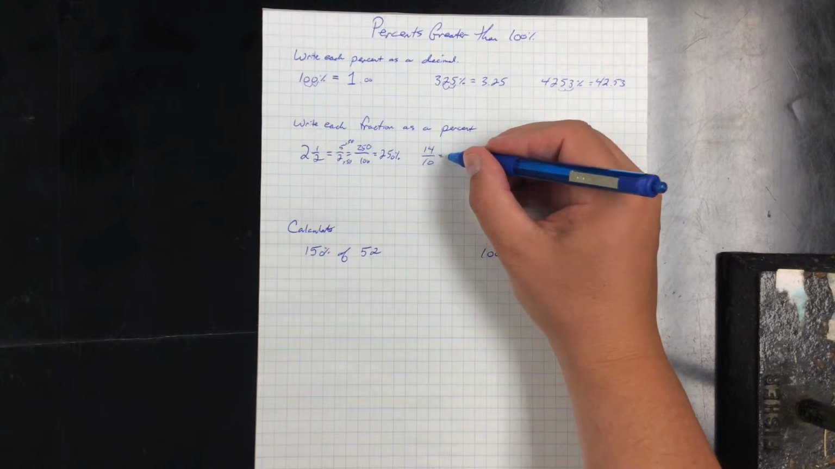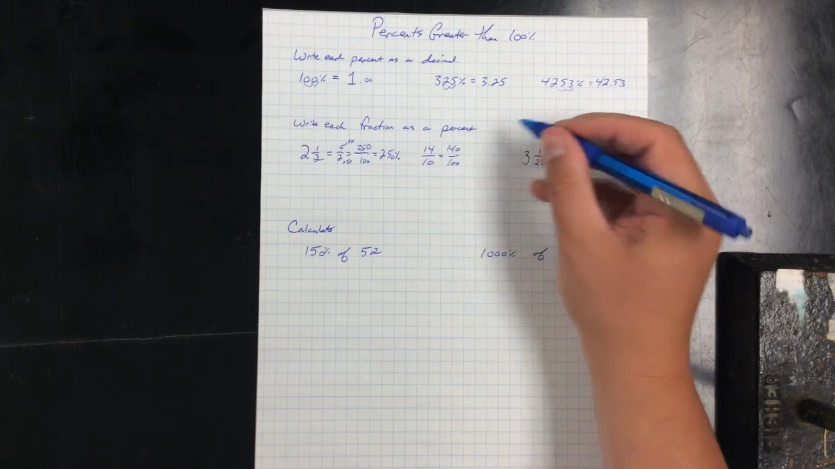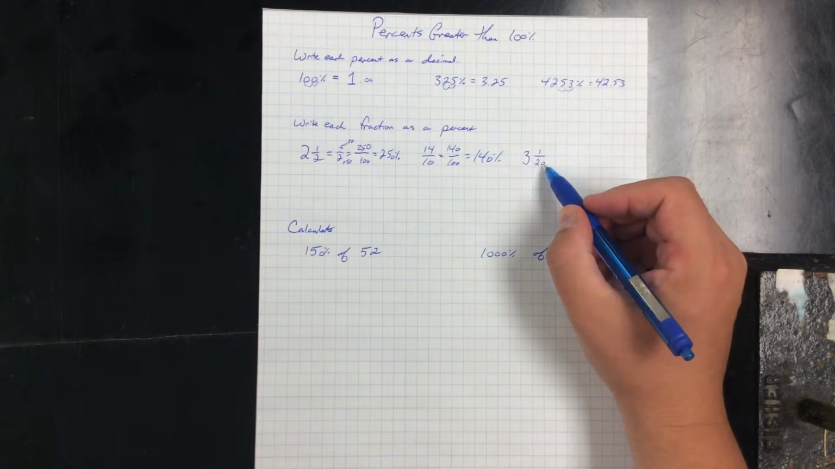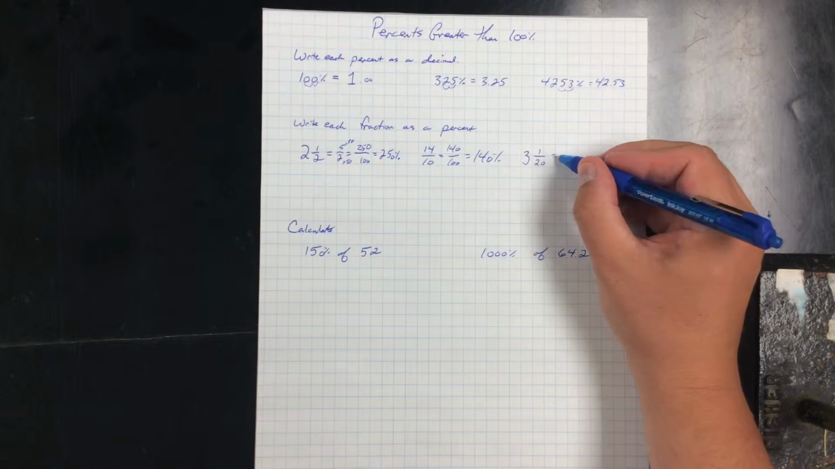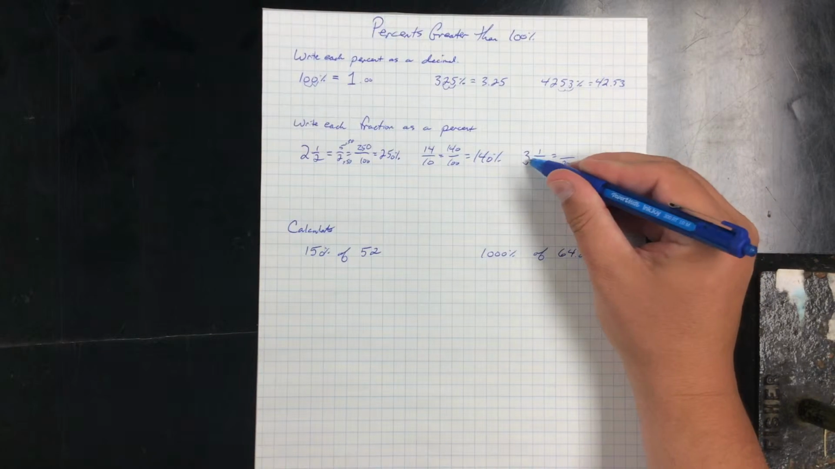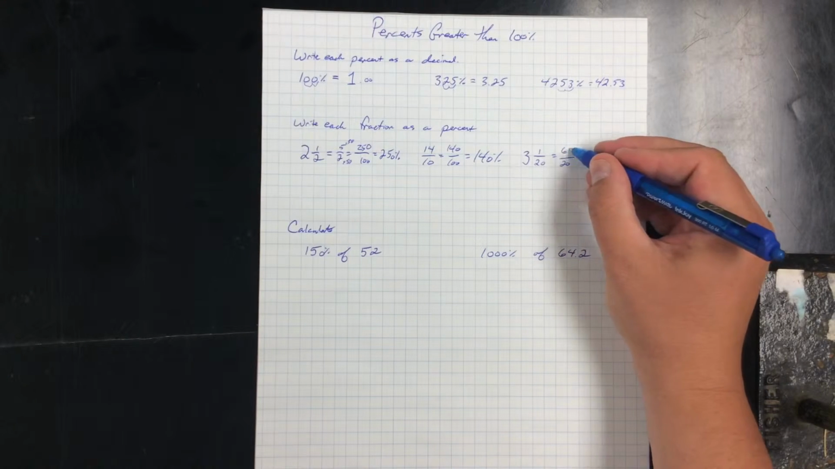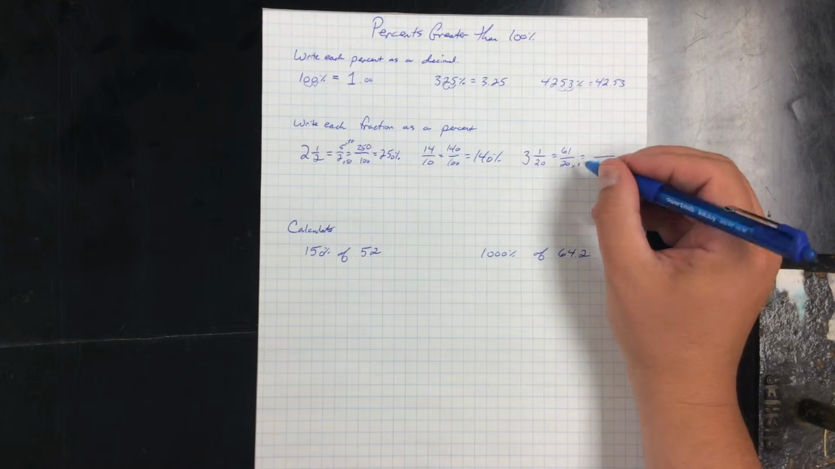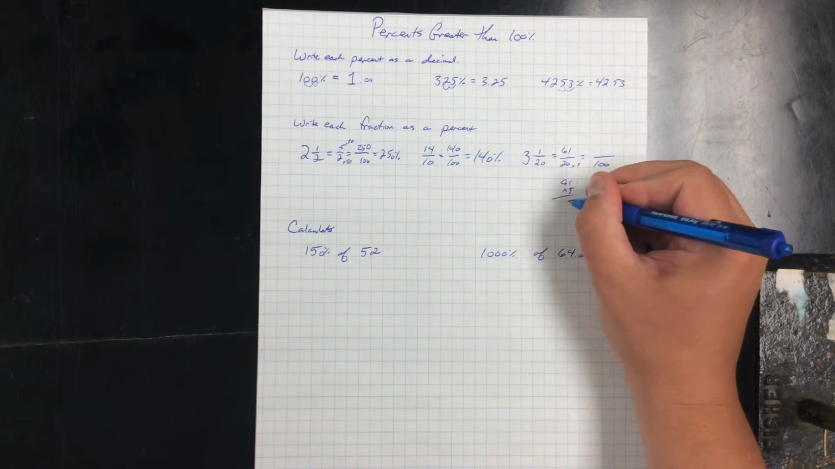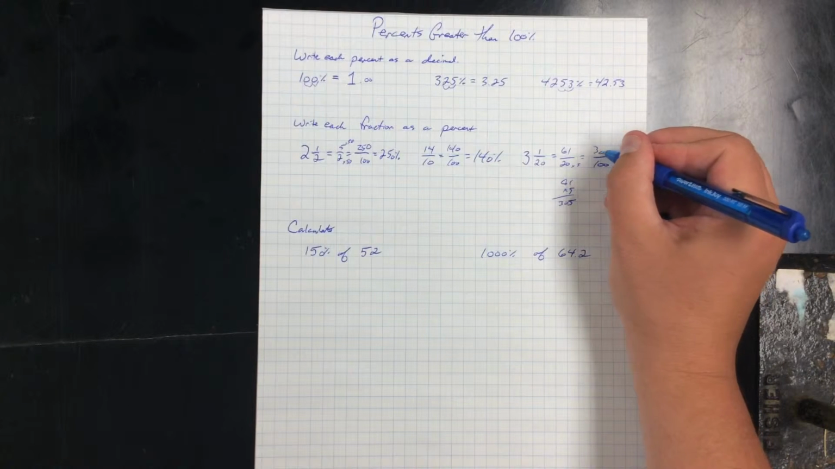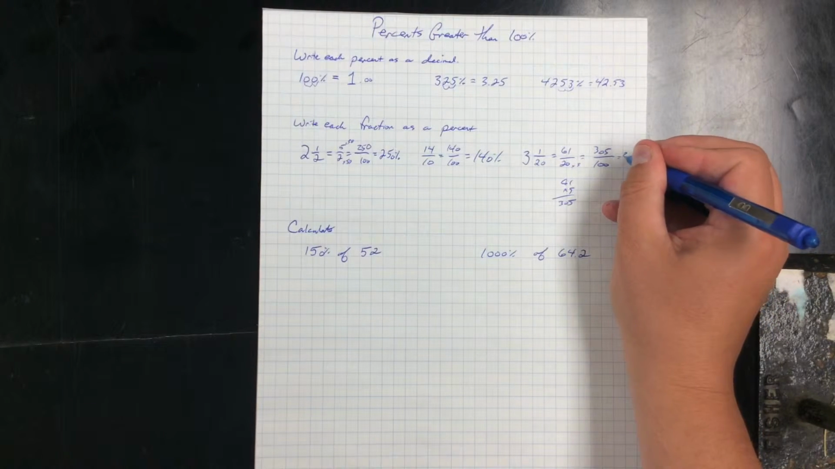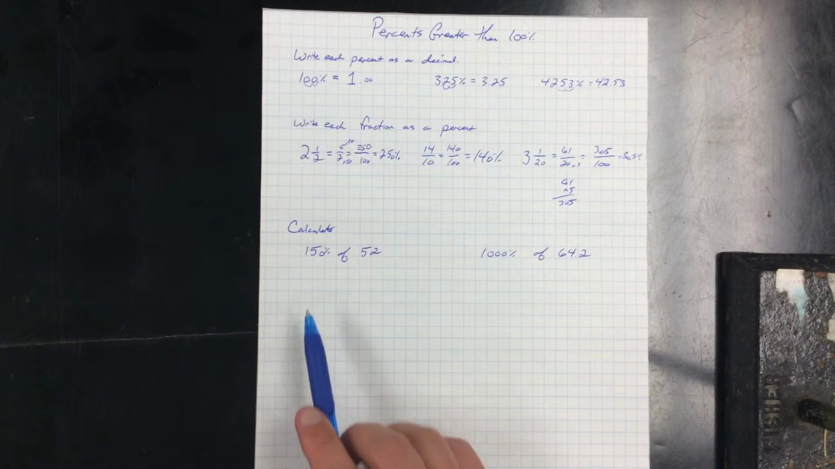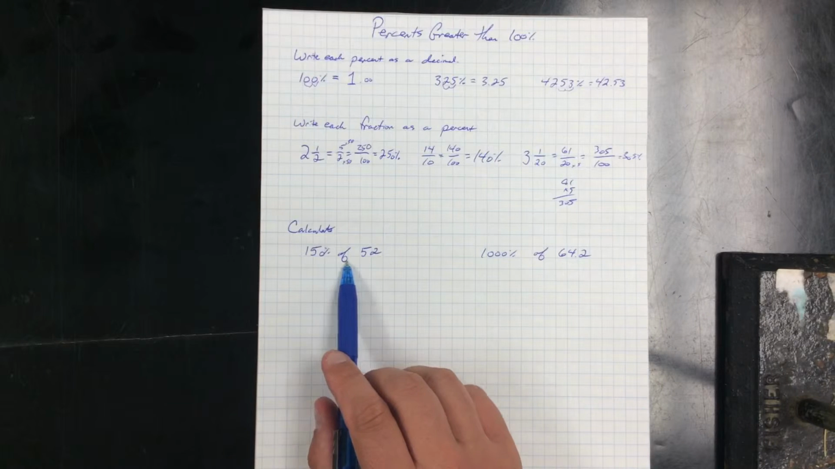14 over 10, that's pretty easy because I can go to 100 easily, times 10. So I get 140 over 100, or 140%. 3 and 1/20, so I have to write that as an improper first. 3 times 20 is 60, 60 plus 1 is 61, and I need to multiply that by 5 to get me to 100. So 61 times 5 is 305 over 100, or 305%.